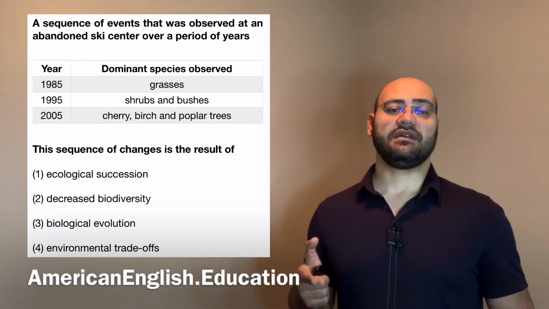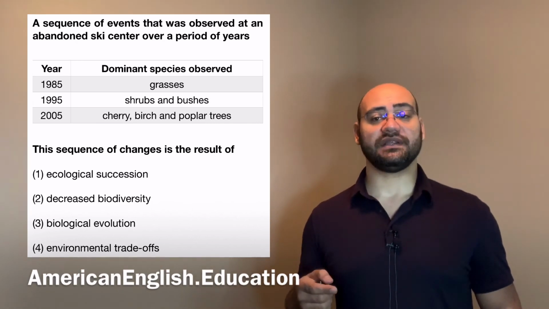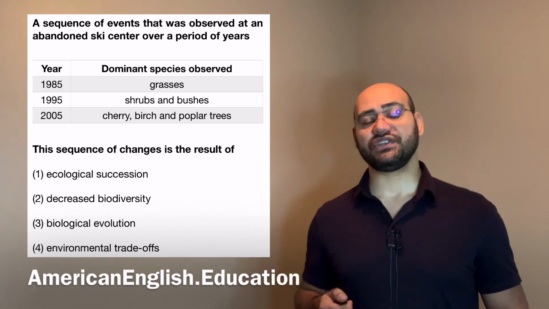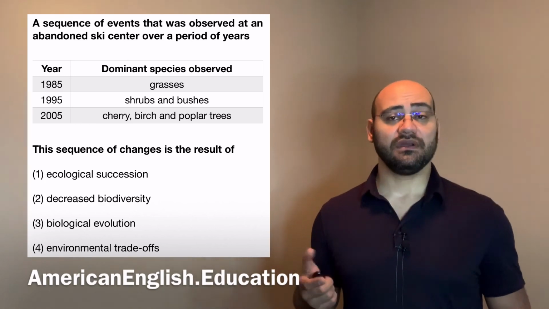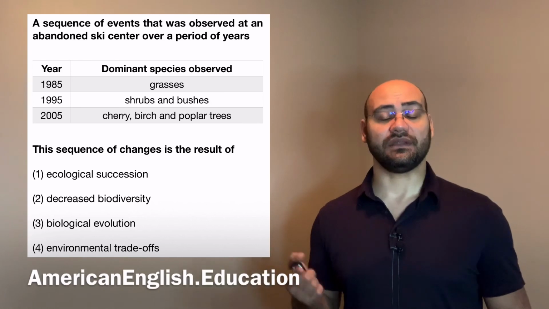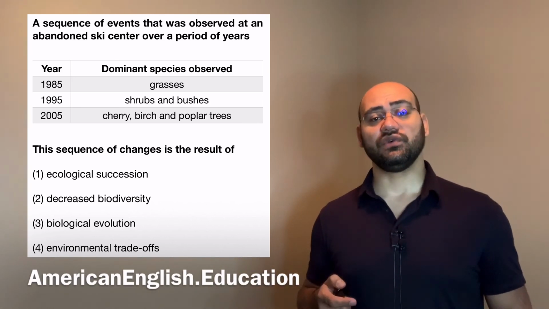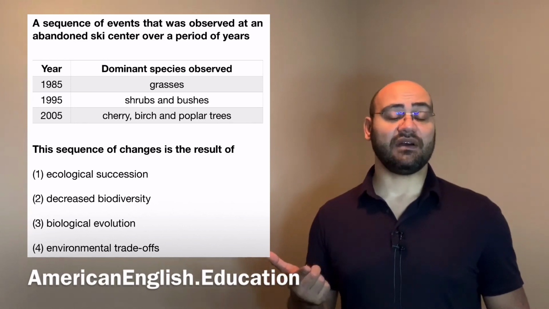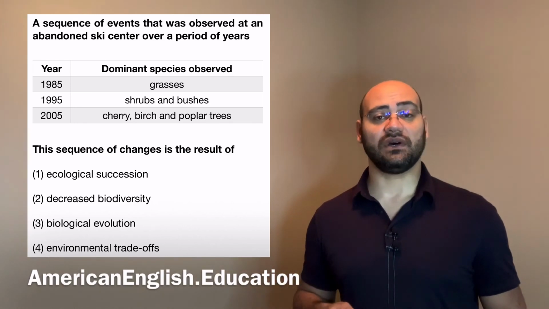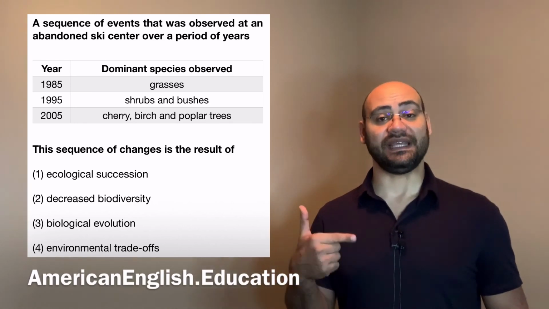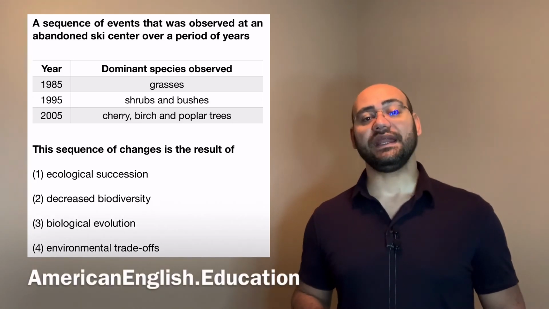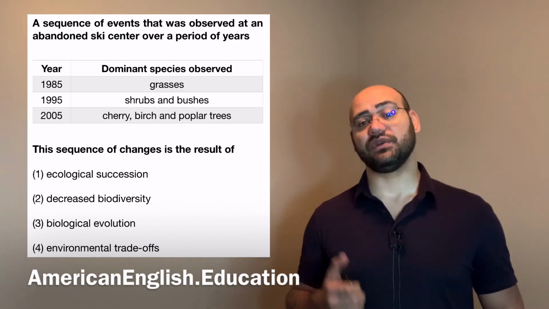Okay, right off the bat, number 4 is out because I don't really see any trade-off here. Number 3, biological evolution takes forever. We're only talking about 20 years here, so 3 is out. 2, decreased biodiversity. It contradicts the data that we're looking at, so it's the opposite. There's actually increased biodiversity, so 2 is out. 1, ecological succession. That's exactly what's going on here.